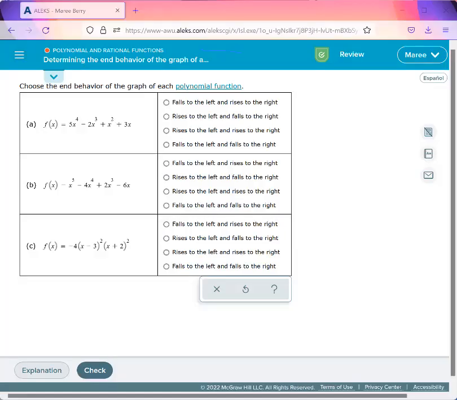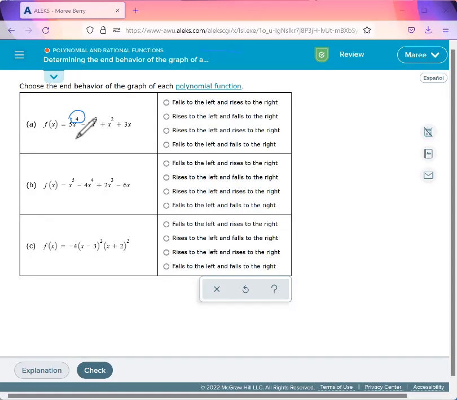This lesson is called Determining the End Behavior of the Graph of a Polynomial Function. I wrote down a few of these things to help me remember. If you have a polynomial function, we look at the degree, which is the highest exponent on the x.